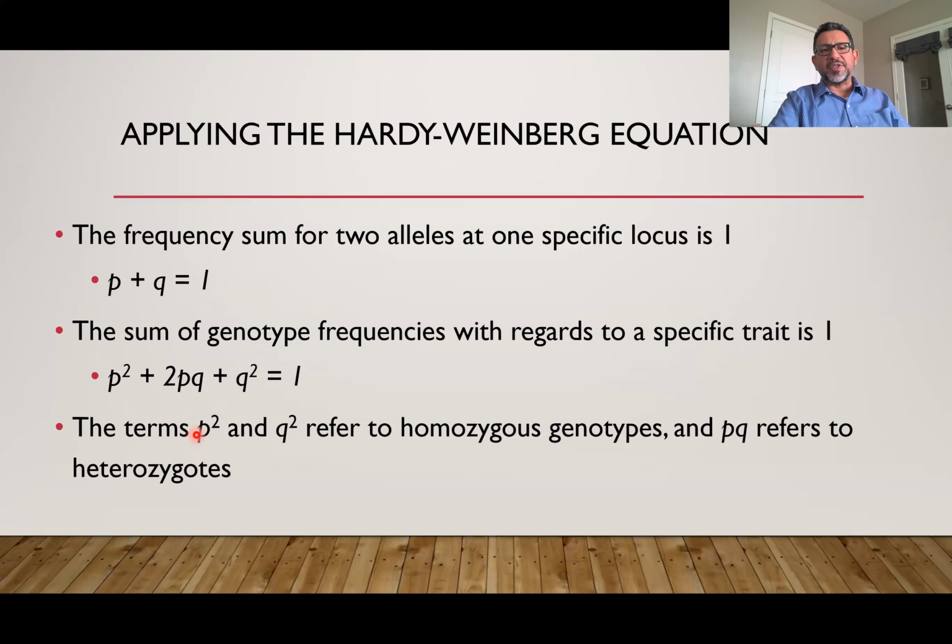P squared represents one of the homozygous forms you can have, when an organism has 2 copies of the same allele, P. Q squared is also a homozygous form, when a member of the population carries 2 copies of allele Q. And we also have heterozygotes. PQ is the symbol we use for individuals in a population who carry allele P and also have a copy of allele Q in the genotype for this gene at one specific locus.